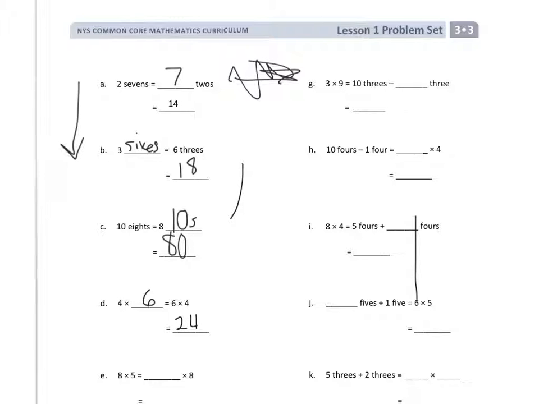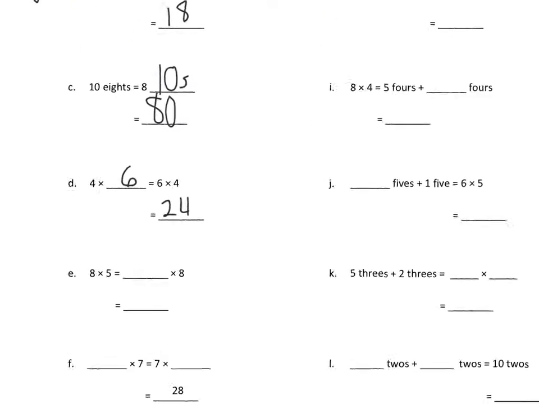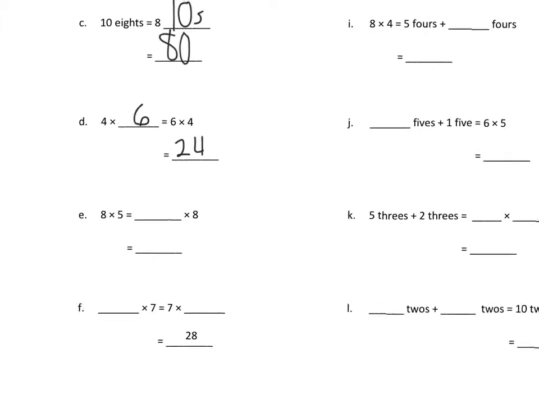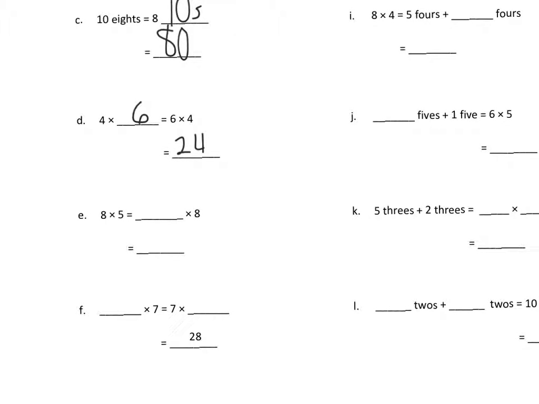And I'm going to erase those real quick as well. Alright, let's go ahead and keep going down. We're going to skip E and go on to F, since you should know how to do E.